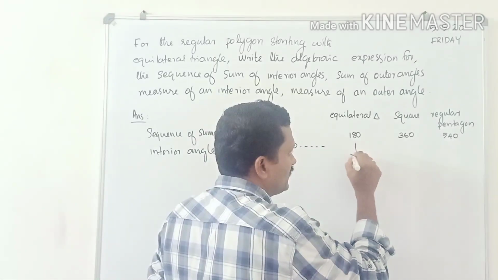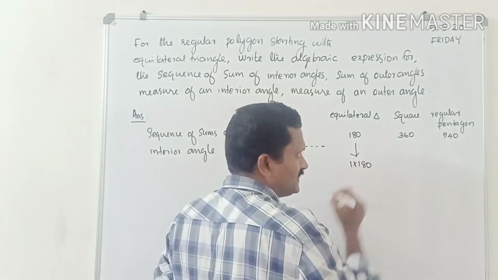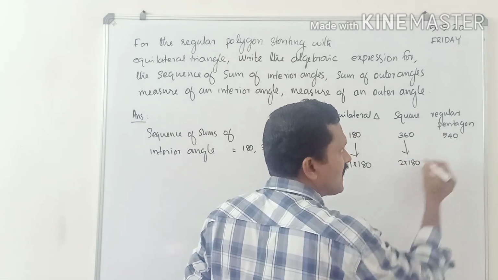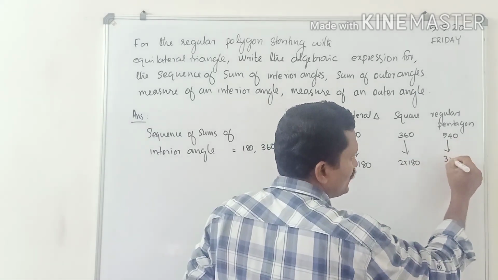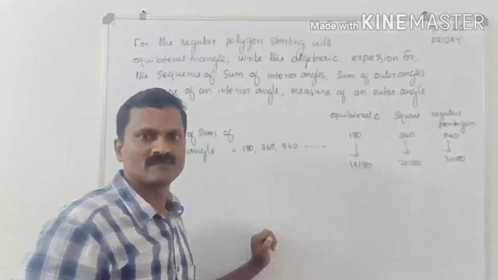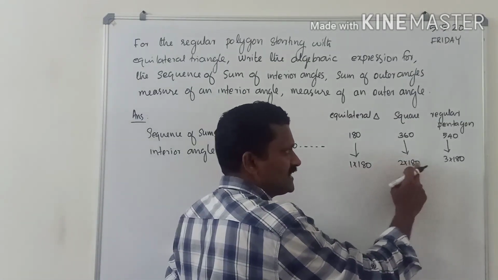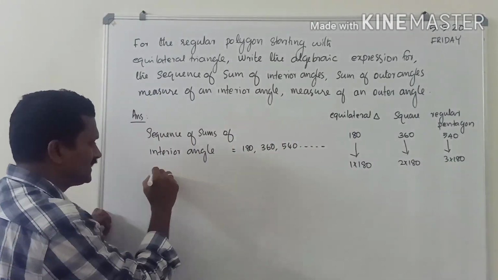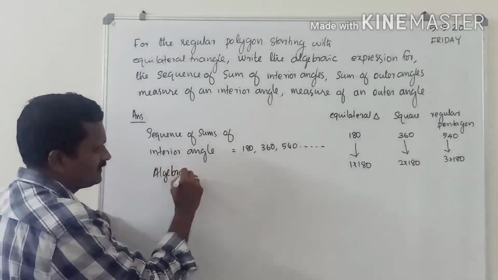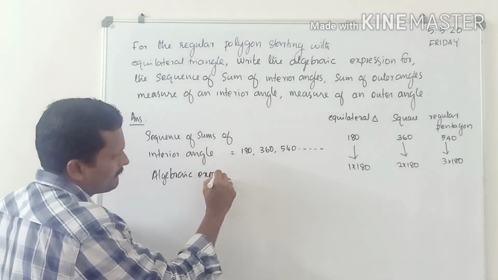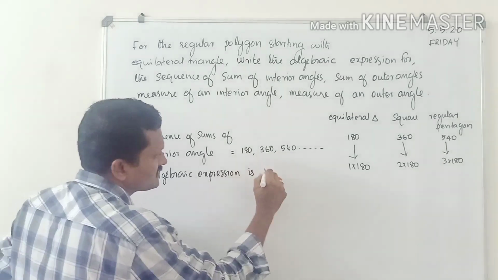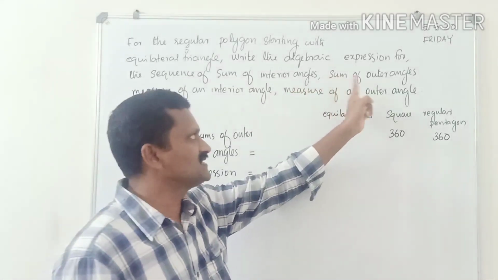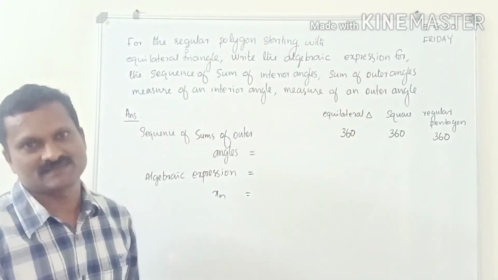This 180 can be written as 1 into 180. So 360 is 2 into 180. 540 is 3 into 180. 1, 2, 3 is natural number. So the relation is 180n. That is, the algebraic expression is 180n. Next, sequence of sums of outer angles.